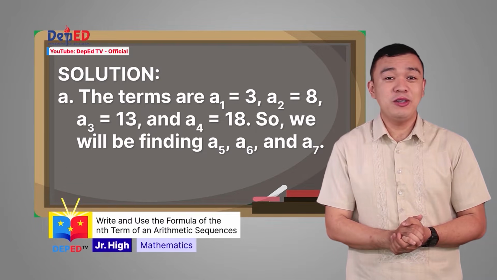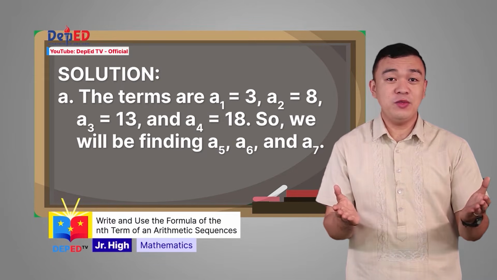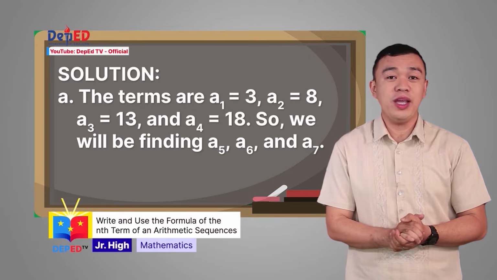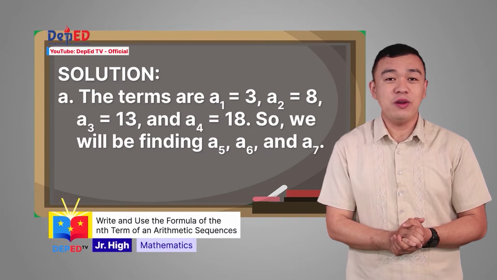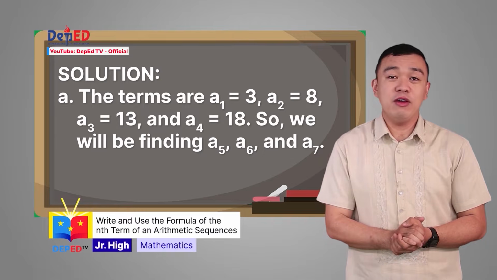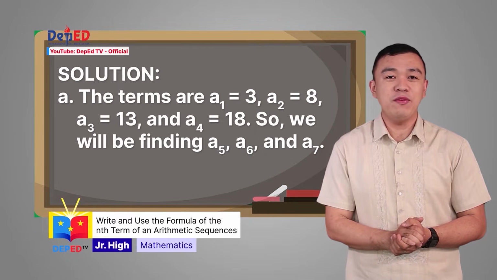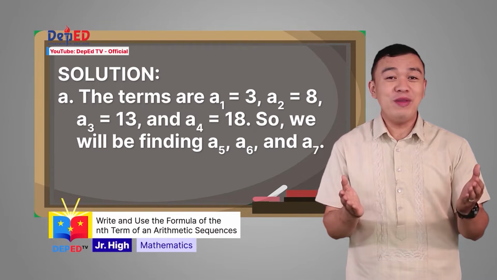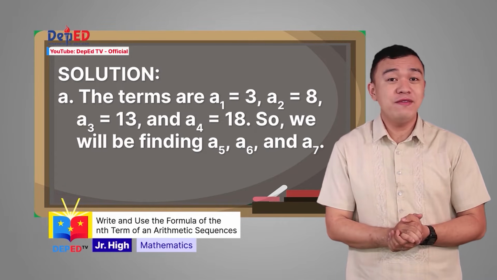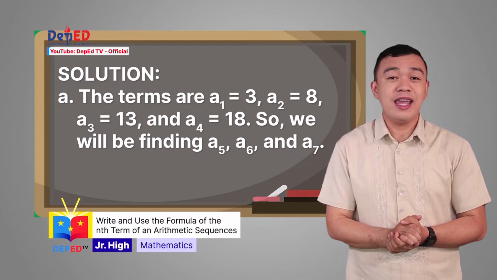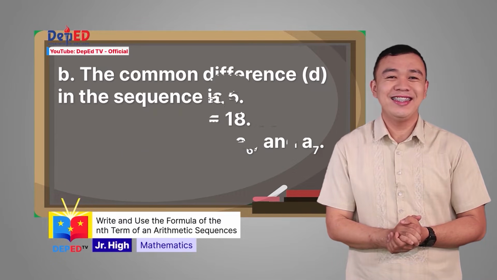The terms are: a sub 1, which is the first term, is equal to 3. A sub 2, or the second term, is equal to 8. A sub 3, or the third term, is equal to 13. And the fourth term, or a sub 4, is equal to 18. So, we will be finding a sub 5, a sub 6, and a sub 7.